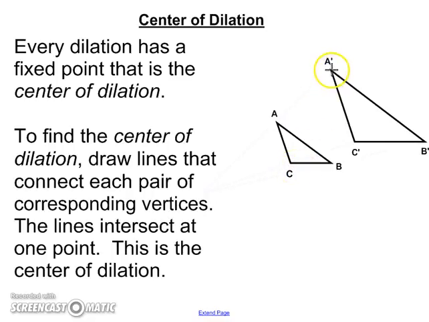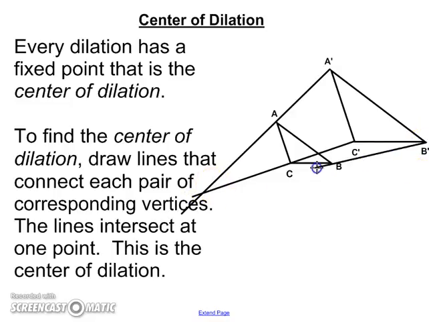If I draw a line through A prime and A, and then C prime through C, you'll notice that they intersect here. Now if B prime through B intersects at the same point, we have a dilation. Now this may not be perfect, but for our cases, it's close enough. So in this particular case, we do have a dilation because the lines through the corresponding points meet at one specific place. If they don't meet at a specific place, we do not have a dilation.